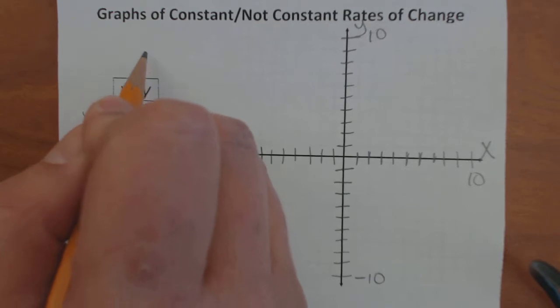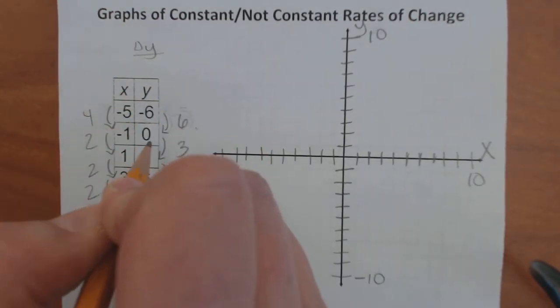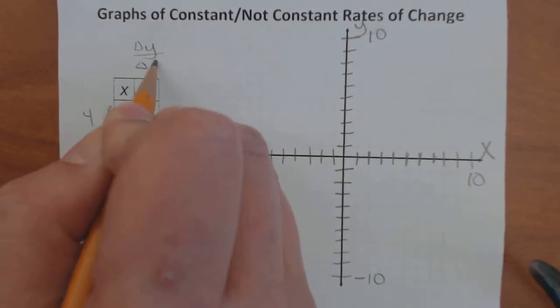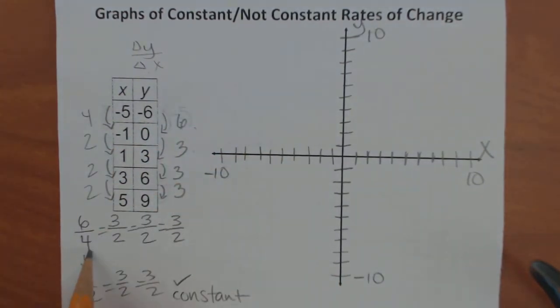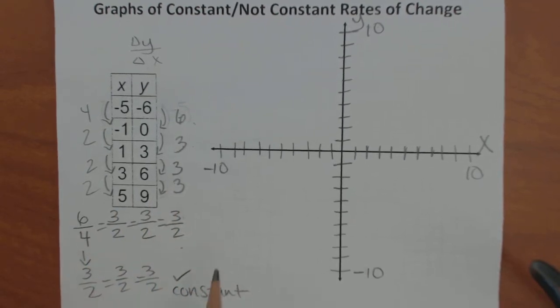Remember, for the ratios, we're going to be dividing the change in y, which is going to be this column, by the change in x, which is going to be in this column. So I did 6 divided by 4, 3 divided by 2, 3 divided by 2, and 3 divided by 2. Now this might not look constant because we have our 6 divided by 4 here, and this is 3 divided by 2. But if you reduce 6/4, it does reduce to 3/2. So they all are the same when you reduce, which means that it is constant.